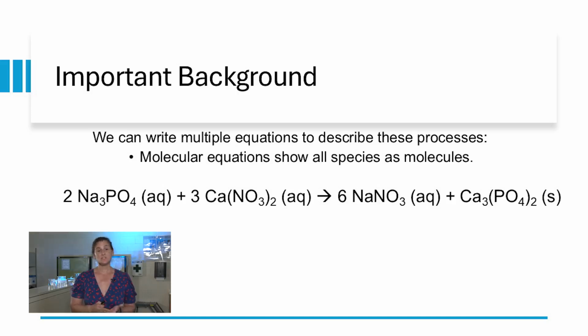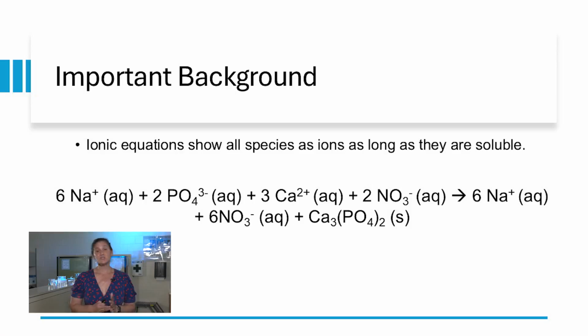Now, the molecular equations are great. It's what we're used to. It tells us what molecules are involved and how many. However, it doesn't tell the whole story, because what's going on in solution is that these ionic compounds that are aqueous actually break up into their ions. And that's where we get our ionic equation. The ionic equation shows all the species, sounds fun to say, species, as ions as long as they are soluble. So it tells us what's really in solution. It describes more of what's actually happening.